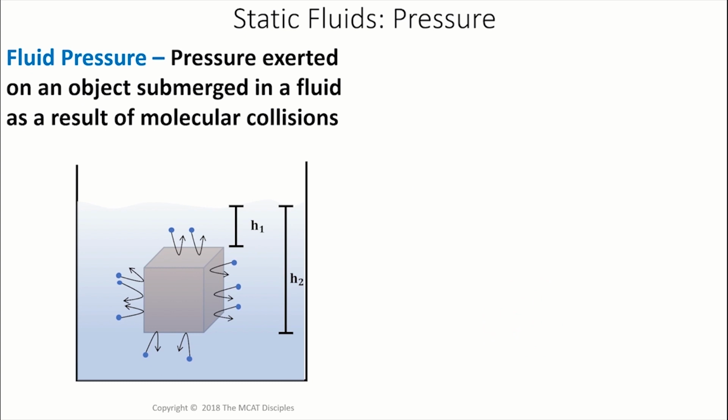And due to those molecules moving in random molecular motion and colliding with one another, they generate what's called fluid pressure. It's the pressure exerted on an object submerged in a fluid as a result of molecular collisions. Now let's get one thing straight right now. There's pressure there even when there's not an object there. You don't have to have an object in the fluid for there to be a pressure there. The pressure is there all the time.